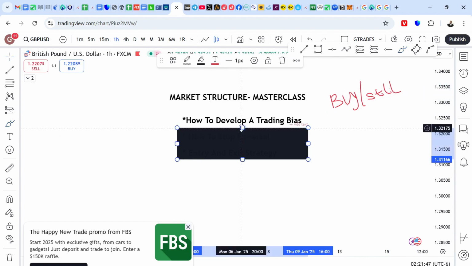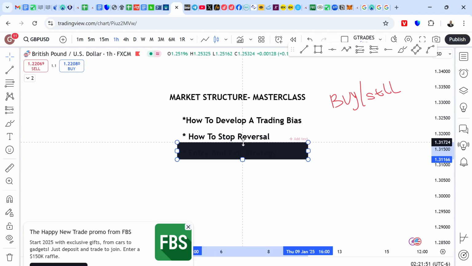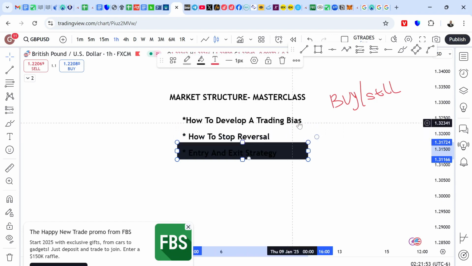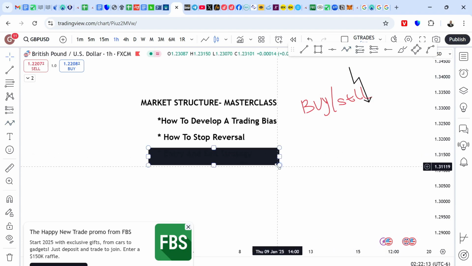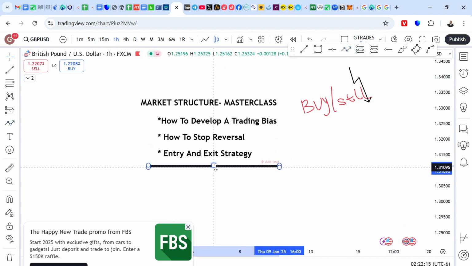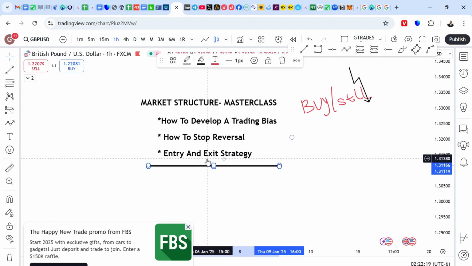The second thing I'll be explaining is how to use market structure to spot a reversal. Let's say you've been on a buy and the market is about to sell. How do you identify that sharp reversal? This is the video for you. The last but not the least is how to develop a good entry and exit strategy.